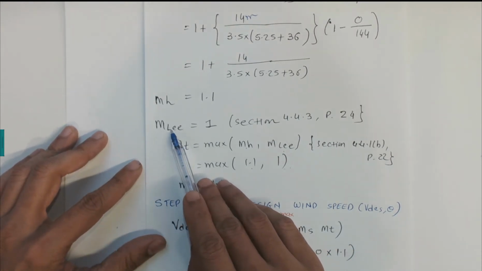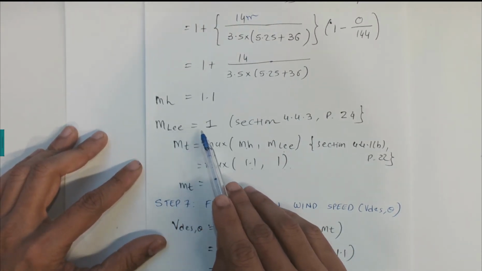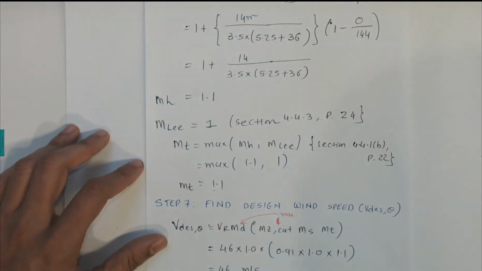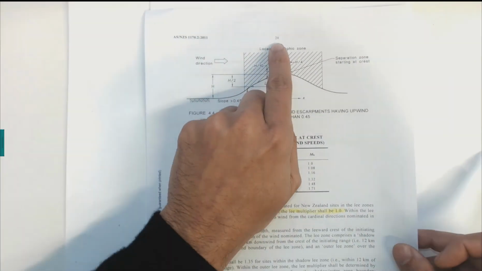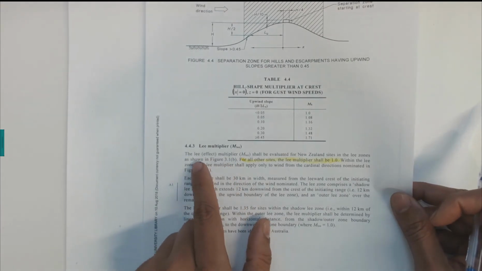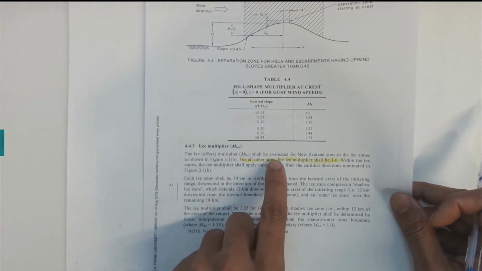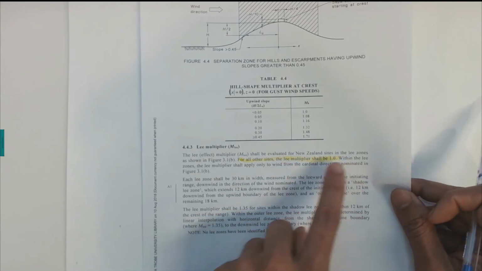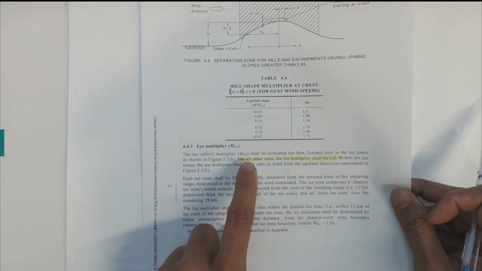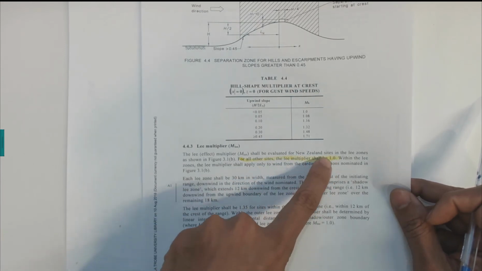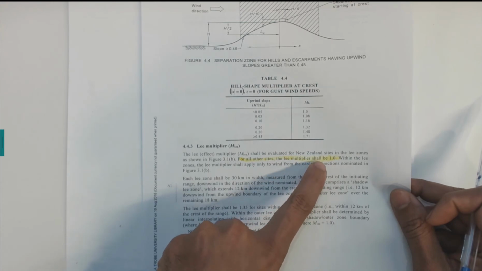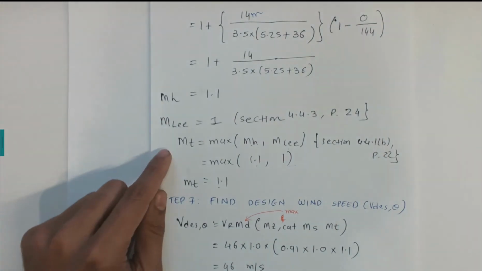Now the Lee multiplier factor, M Lee equal to 1. That's how we are going to find it. This one is in section 4.4.3 on page number 24. On this section here, I read those two lines: Lee multipliers shall be evaluated for New Zealand sites in the Lee zone as shown in figure 3.1B. For all other sites, the Lee multiplier shall be taken as 1. So we are using this sentence, as our site is not in that zone, so in our case the Lee multiplier is 1.